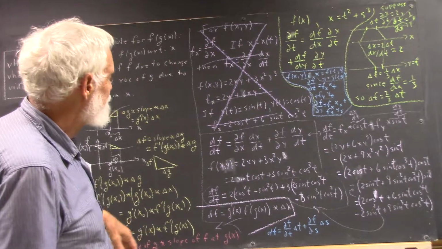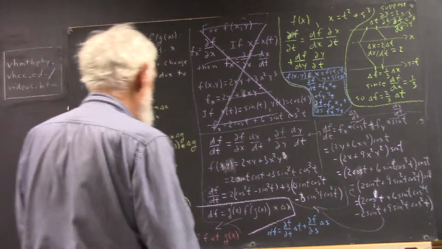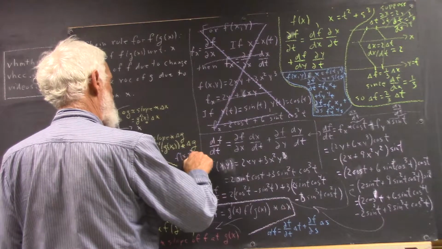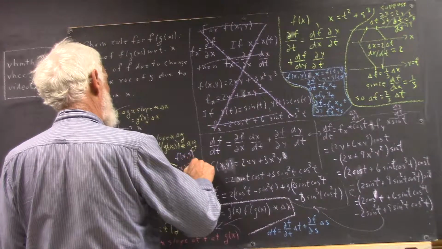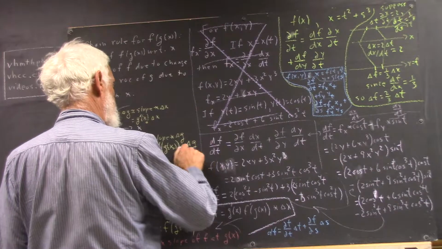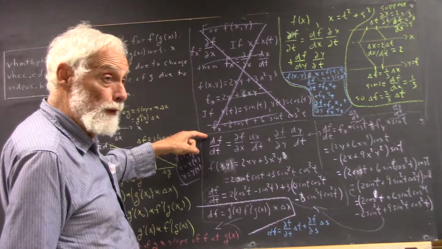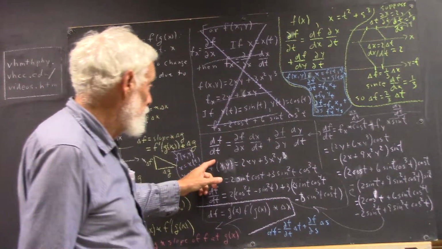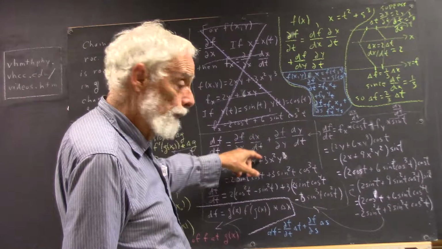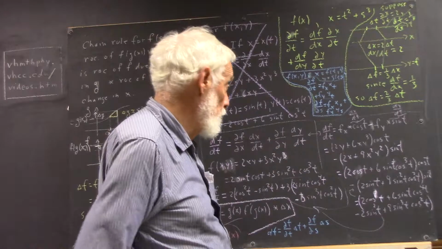If f is a function of x and y, so you have an f of x, y, I'm going to have to make a couple notes over here. So you've got f of x, y, where x is a function of t and y is a function of t. Then the derivative of f with respect to t, I say, is the partial of f with respect to x times the derivative of x with respect to t, plus the partial of f with respect to y times the derivative of y with respect to t.